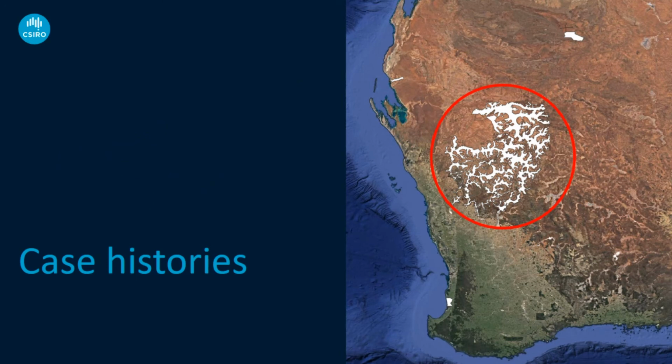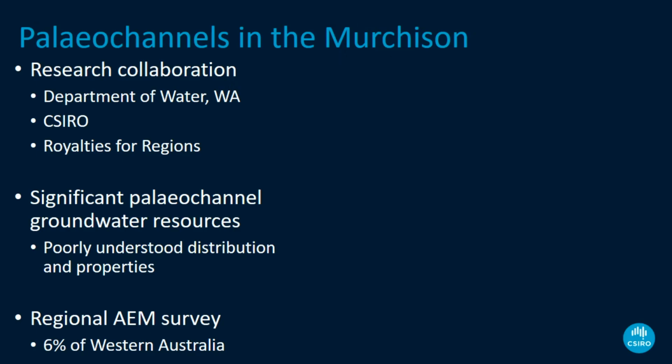Okay, well now we'll move up to the north to the Murchison, which is another crazy problem that we had. Department of Water came to us and said, we want to map out palaeovalleys in the Murchison. I know that other agencies have done this in the past, but they came back and said, we want to find these groundwater reserves in the paleo channels. How can you do it? We've got $1.5 million to fly.